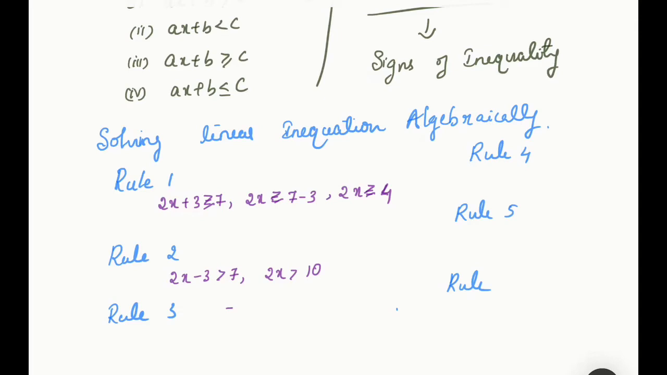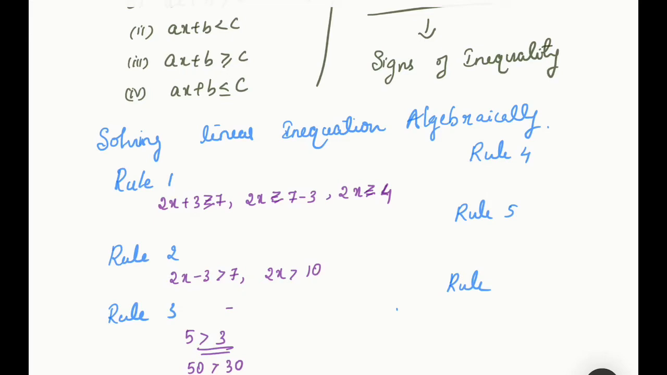That is, the sign of inequality remains the same. So let us check. If it's given as 5 is greater than 3, let me multiply a positive number to both the sides. Let me multiply with 10. So what do I get? 50 greater than 30. Yes, it is true.